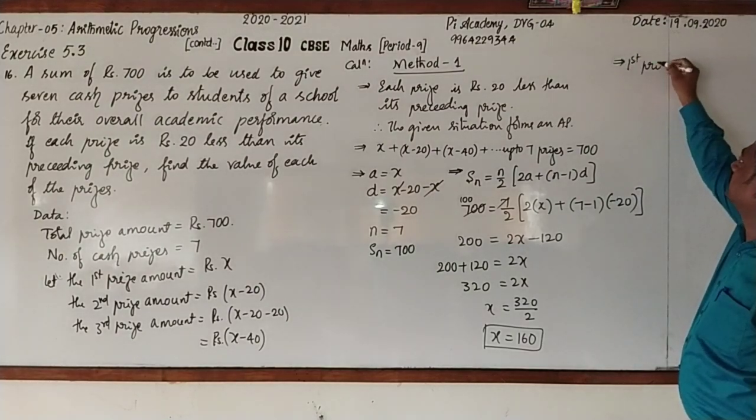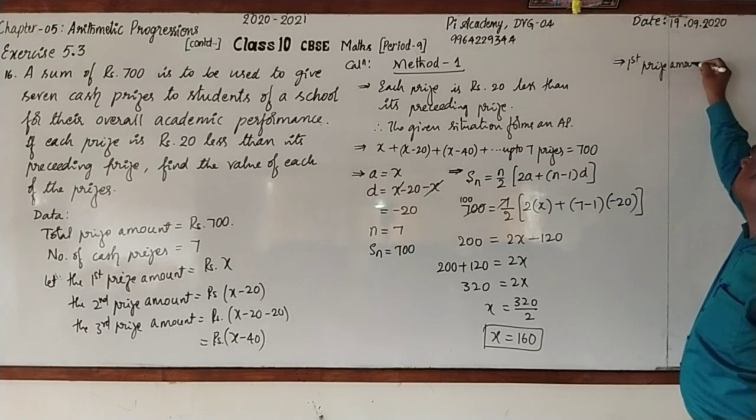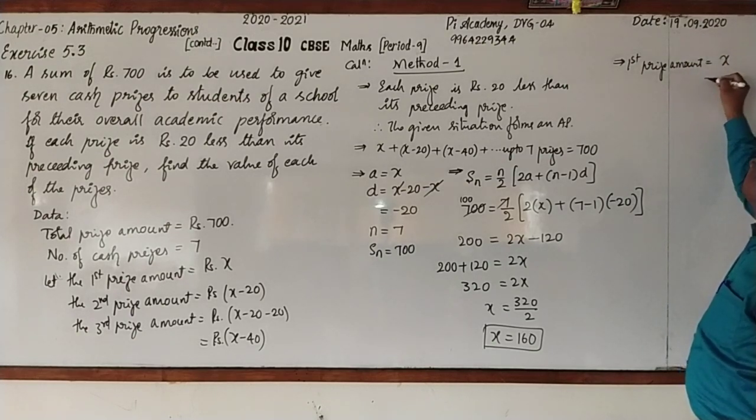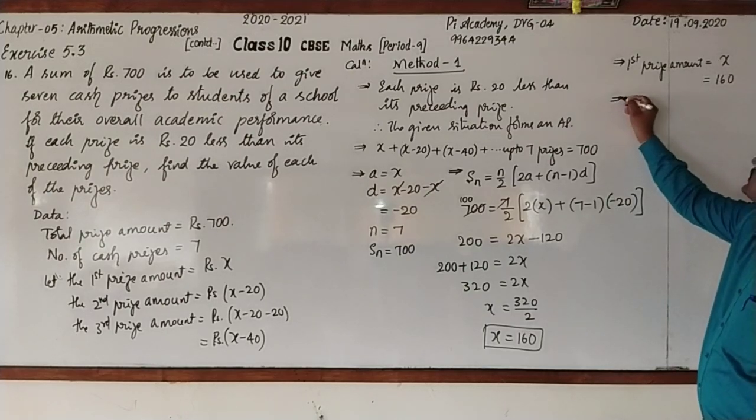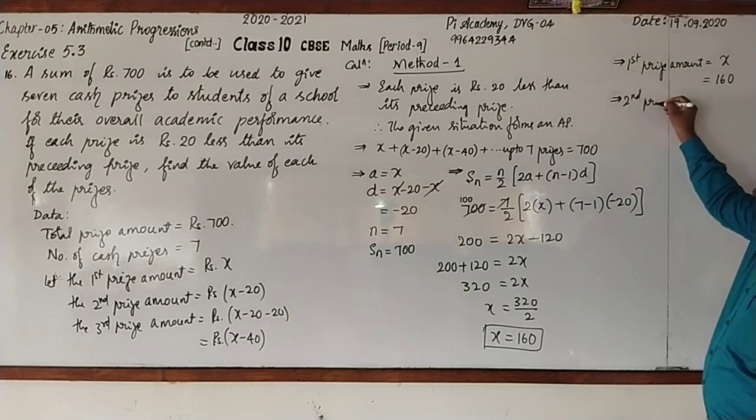First price amount is equal to x. This will be 160. Clear? Rupees 160. Next, second price amount.